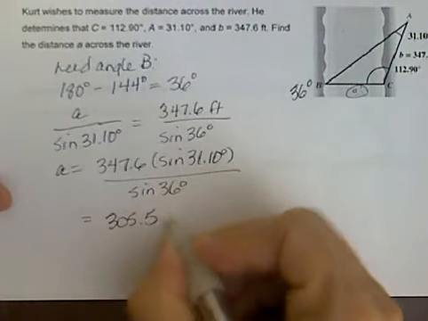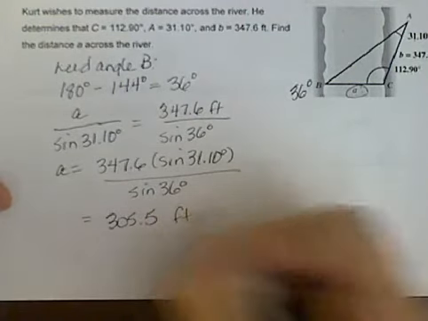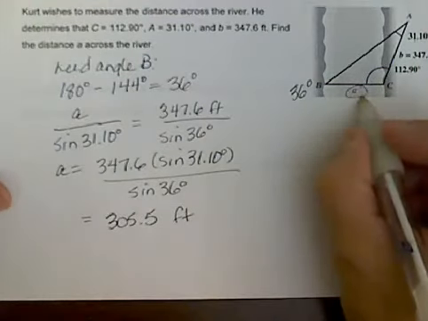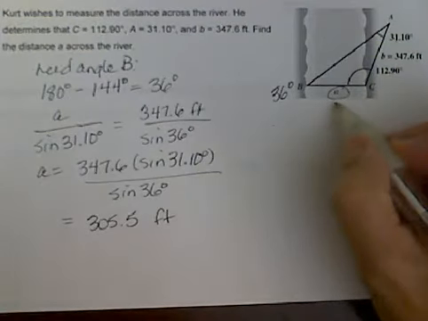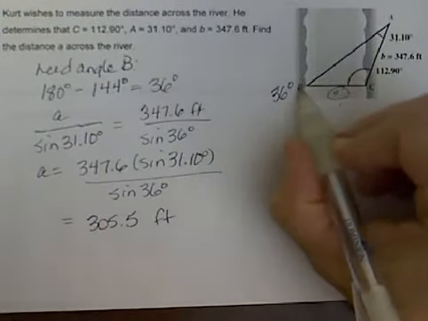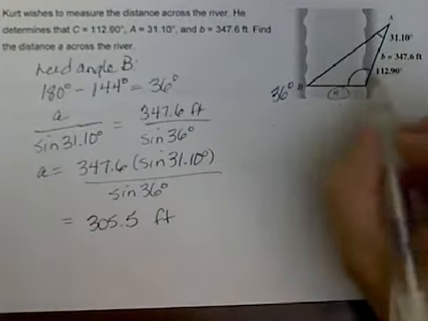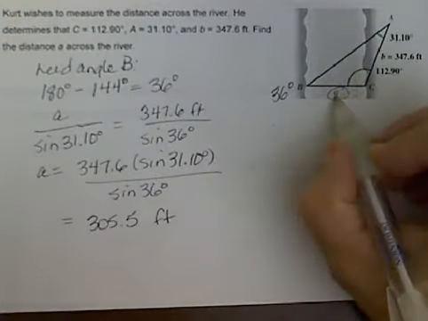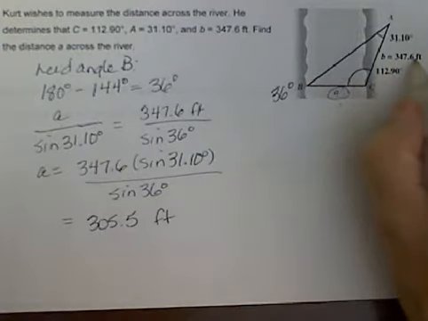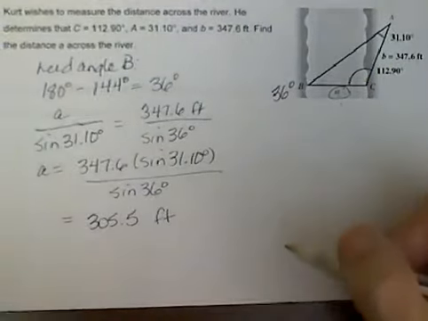That answer, if we round it to one decimal place, is going to be 305.5 feet. That would be our distance A. On this one, we can check that this is a reasonable answer. Notice that angle A was a little bit smaller than angle B. That means that side A should be smaller than side B. And it did come out, this is 305.5, and B was a little bit longer at 347.6 feet.